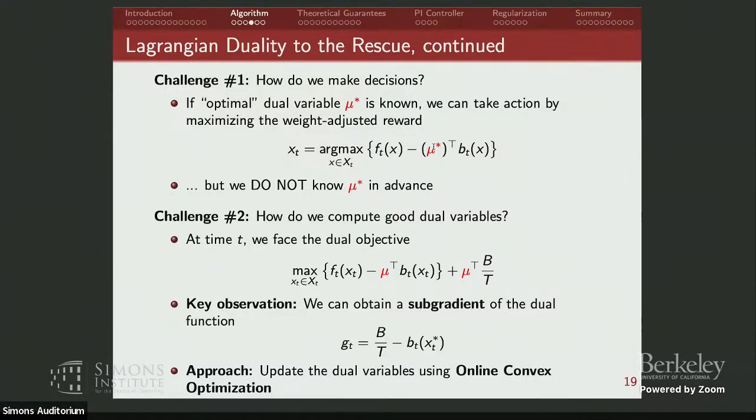And then another thing is how you are able to calculate this mu. A key observation here is that this is the dual function at time t. And indeed, this primal action x_t tells you a way to calculate a subgradient of the dual function. The subgradient g_t is essentially b over T minus b_t x_t. So g_t is the gap between the target consumption, b over T, and the true consumption, b_t x_t. Now we are able to utilize any online convex optimization algorithm to update the dual variable, okay?